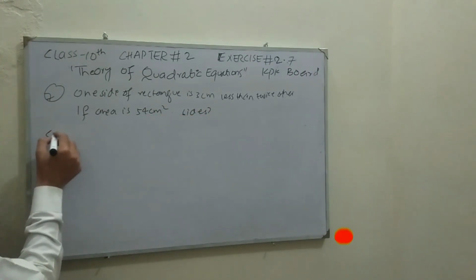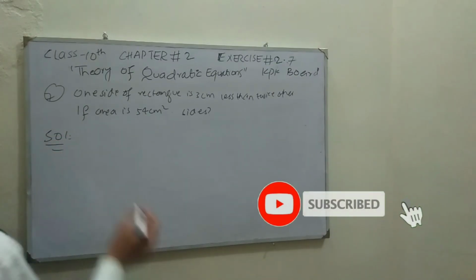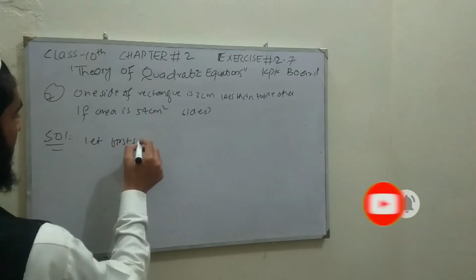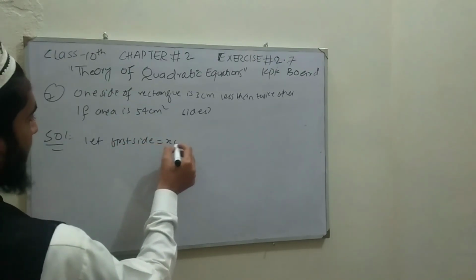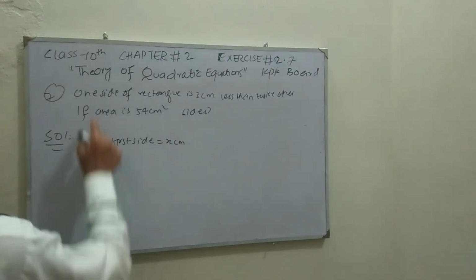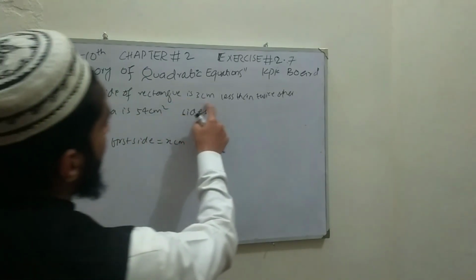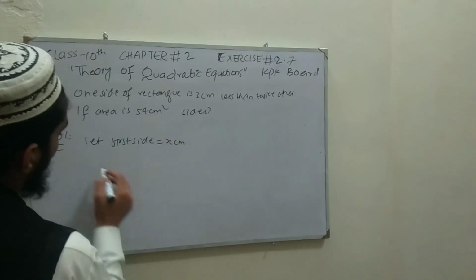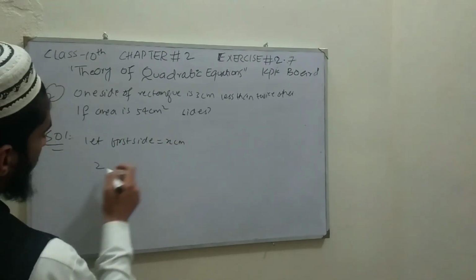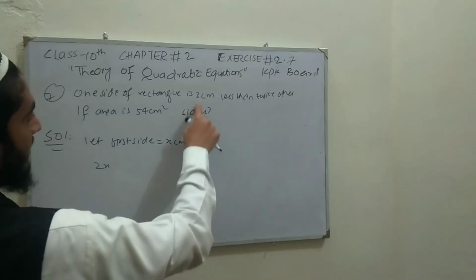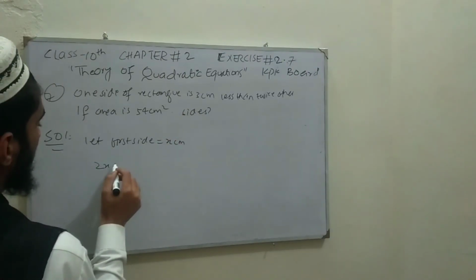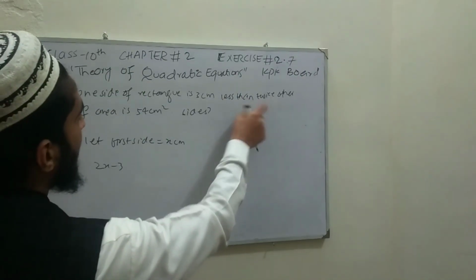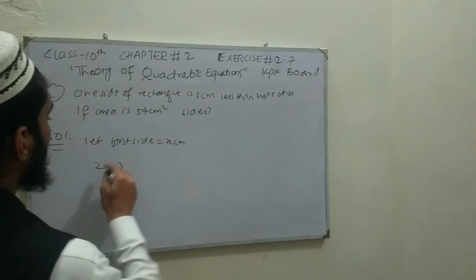Solution. Let the first side of the rectangle be x centimeter. It says that one side of the rectangle is 3 centimeter less than twice the other. So we multiply the first side x by 2 and subtract 3 from it. This gives the second side according to the given condition, that twice the other and less than means minus 3. So this is the second side.